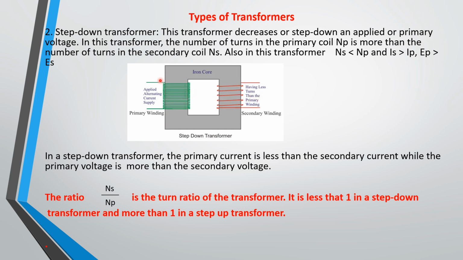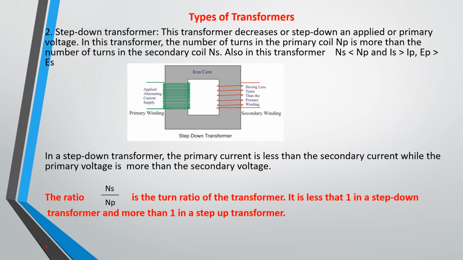So this is a step down transformer, so try and take note of this too. And then the ratio of the number of turns in the secondary coil to the number of turns in the primary coil is known as the turn ratio of the transformer. If you look at this ratio, for a step down transformer it is less than 1, and for a step up transformer it is more than 1.